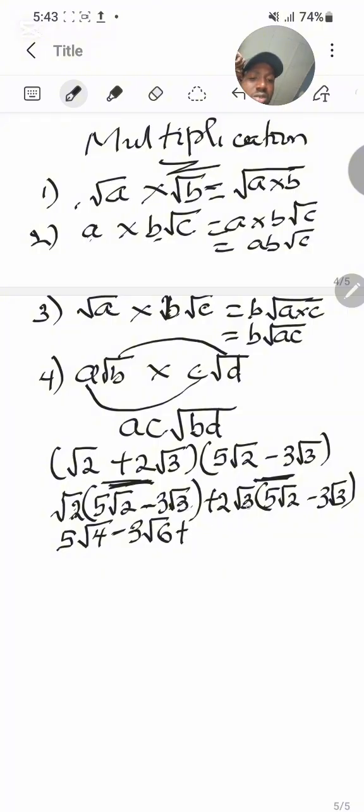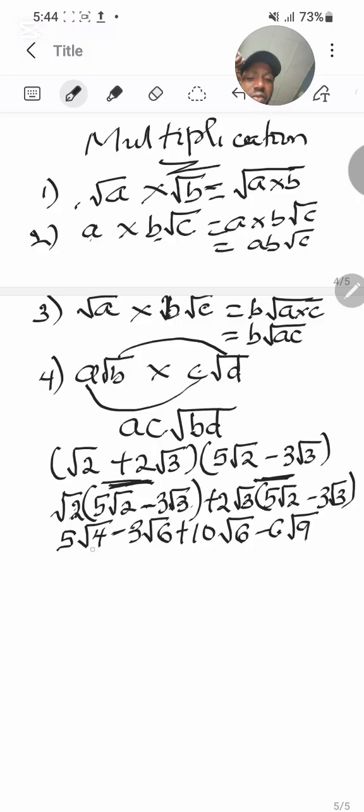Plus the 2 root 3 times 5 root 2. 2 is going to multiply 5. That will give us 10. Root 3 times root 2. That's going to give us root 6. And the last part of it, 2 root 3 times minus 3 root 3. So that's 2 times minus 3, that is minus 6. Root 3 times root 3, that's going to give us root 9.